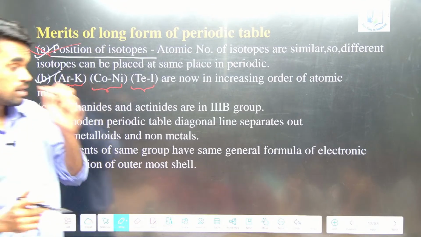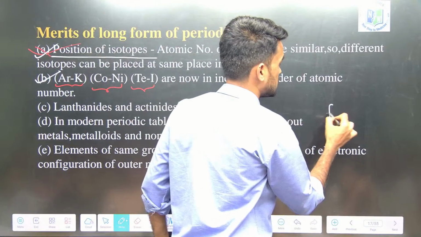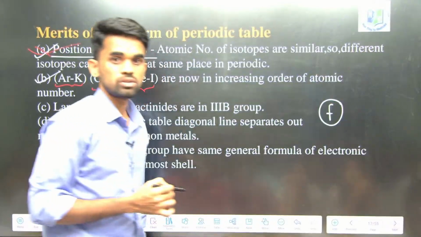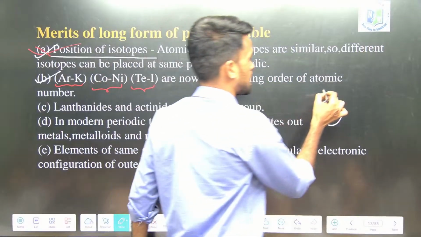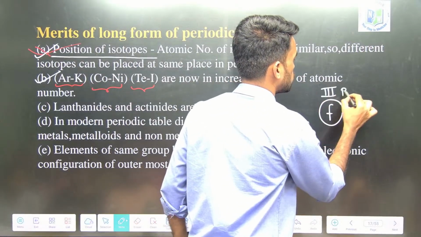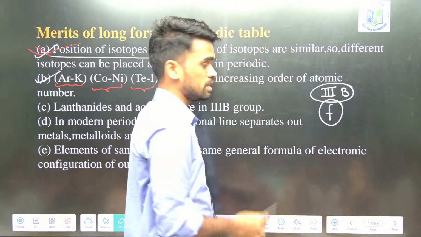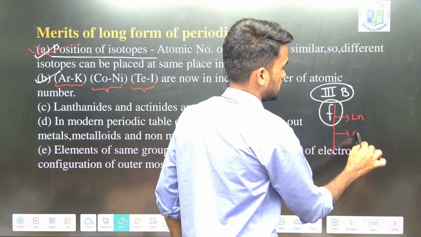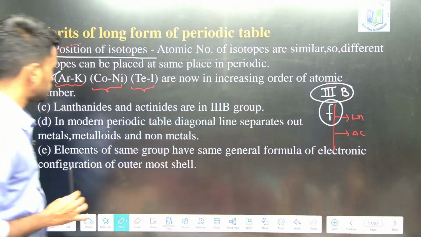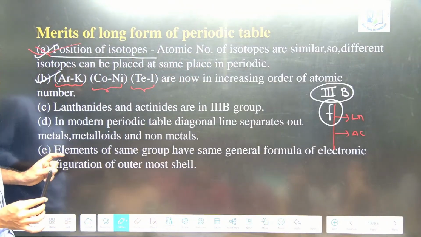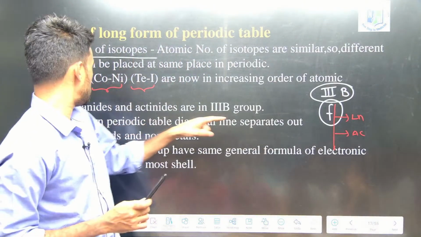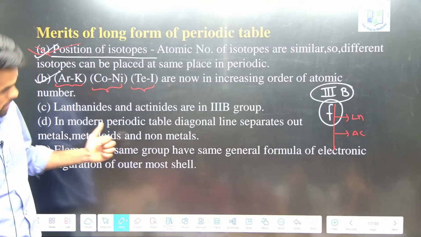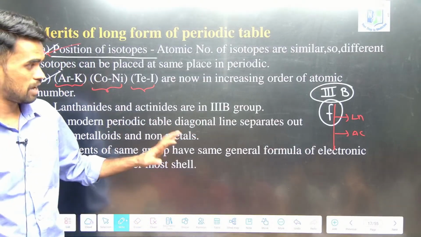Again, remember, all F block elements lie in which group? They will ask you. 3B. Already in the basic classes I discussed that in the 3B group all these F block elements lie. It means in 3B only we have lanthanides and actinides. Okay, next. In the modern periodic table, a diagonal line separates out metals, metalloids, and non-metals. I will show you that.